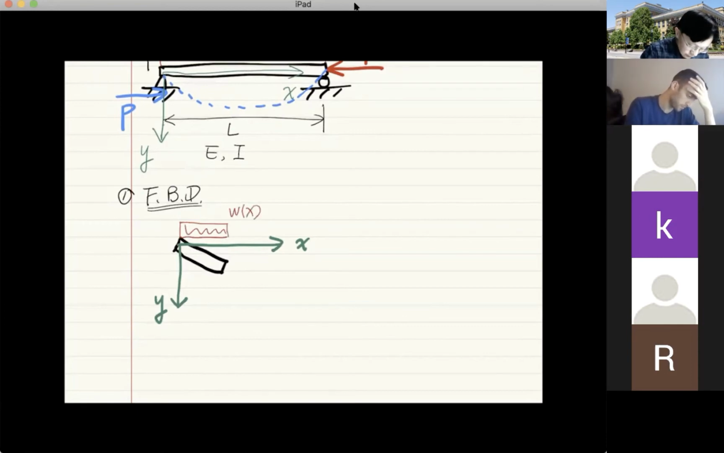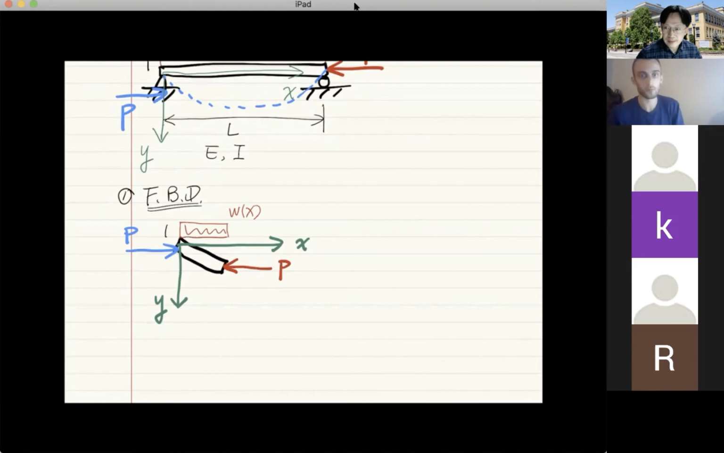And external force acting right here. Internal reaction here. This is support A. And what will be the direction of this internal moment? Is it clockwise or counterclockwise? Counterclockwise, right?